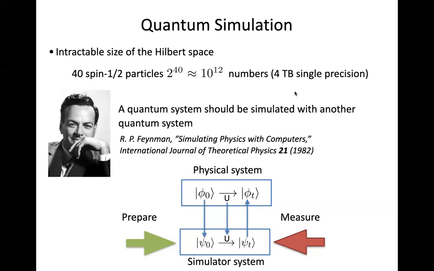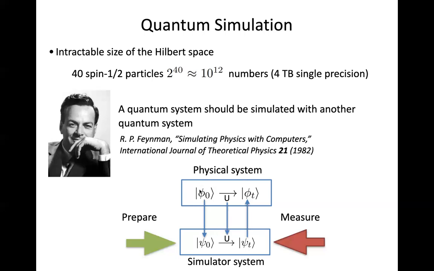And that's why there is an idea that goes back to Feynman that a quantum system should be simulated with another quantum system and not with a classical system, because then we can encode the state of our physical system into the state of our simulator. So how do we do it?